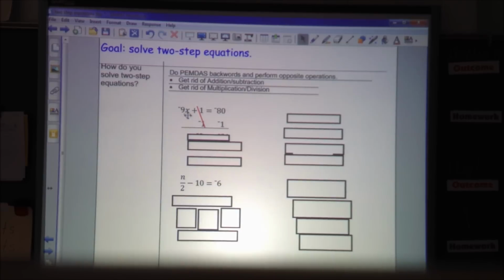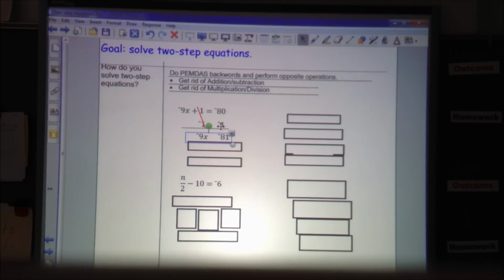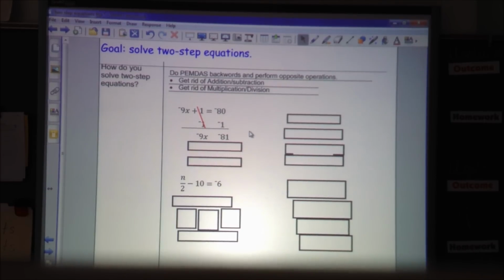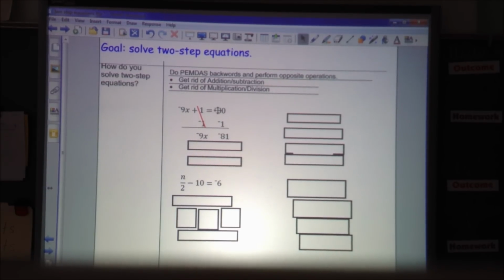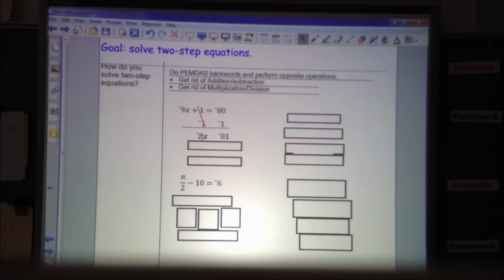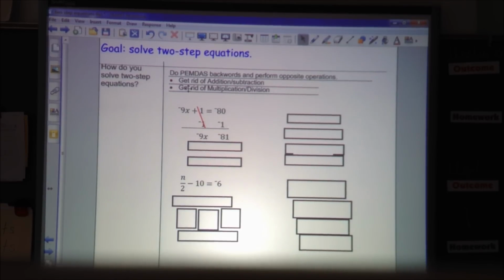I'm left with a negative 9x and a negative 80 and a negative 1 make a negative 81. Or if you need to stick it in your calculator, negative 80 minus 1. But really, we should be really good with our integers now, and we know they are the same, so we add them together.